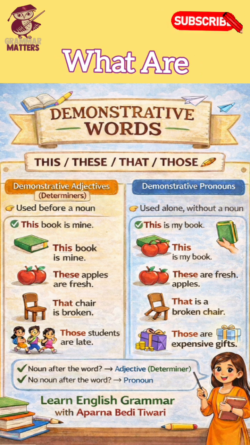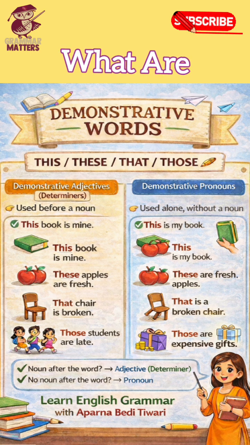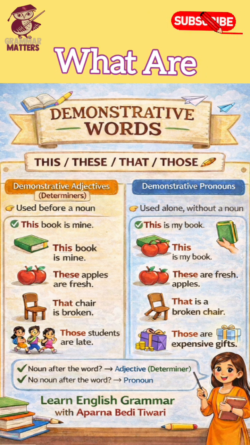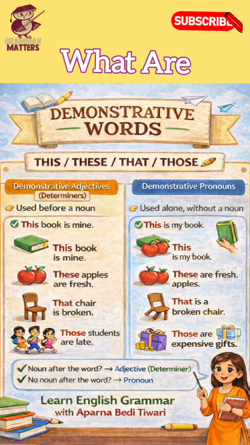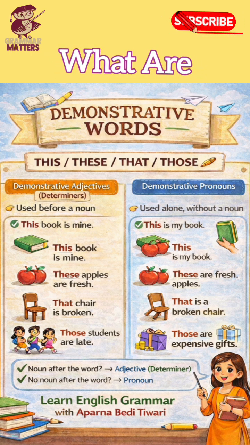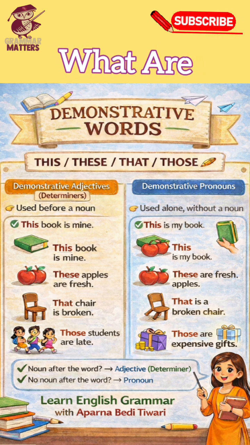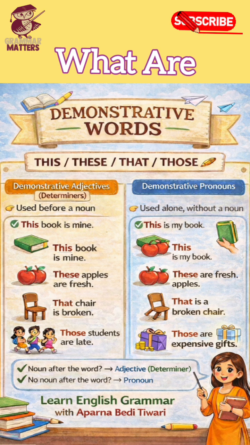This and that are singular demonstrative words. These and those are plural demonstrative words. When these demonstrative words are used before a noun, then they become demonstrative adjectives. When these demonstrative words are used alone without a noun, then they become demonstrative pronouns.